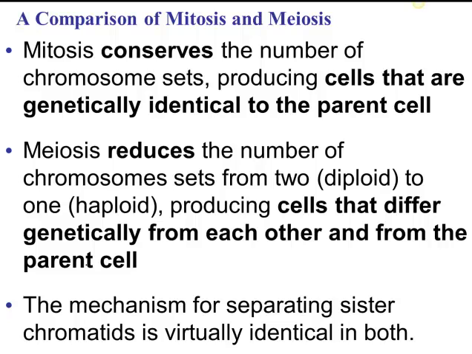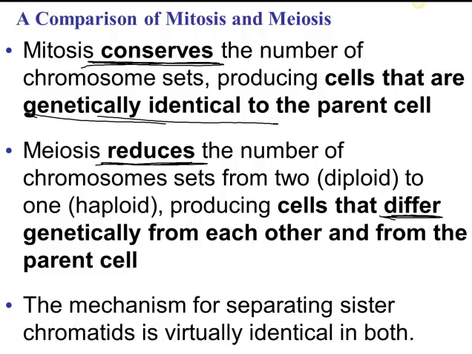So the comparison: mitosis conserves the number of chromosomes and the cells are genetically identical to the parent. Meiosis reduces the number of chromosomes. The cells are different genetically from the parent and from each other. Okay, the mechanism of separation is virtually identical.